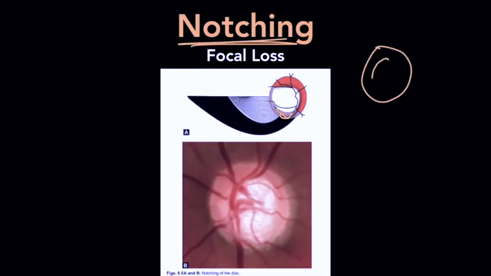This is going to be a normal disc. This is going to be a disc which has a notch. So notching is a small excavation at this area. So there's going to be a focal notch. And this focal notch might have a corresponding retinal nerve fiber layer defect, which we'll discuss later. It also might have a corresponding hemorrhage in the retinal nerve fiber layer as well.